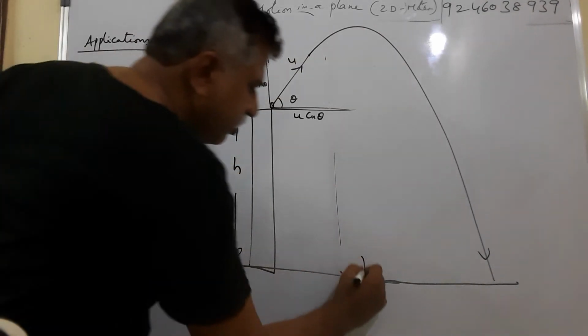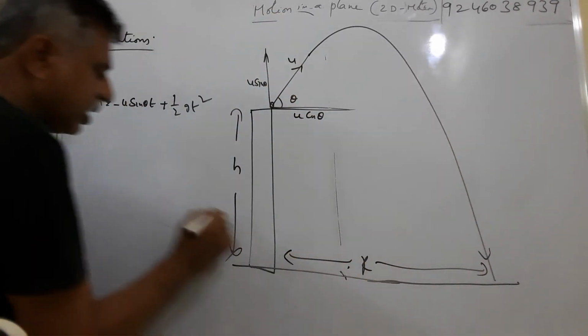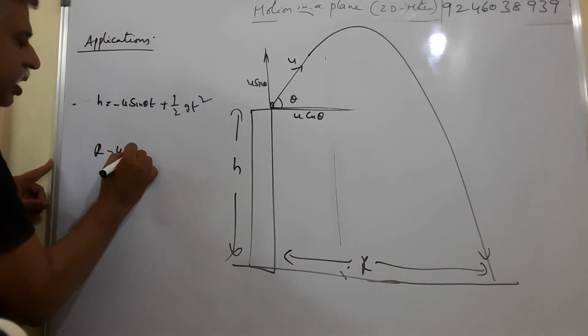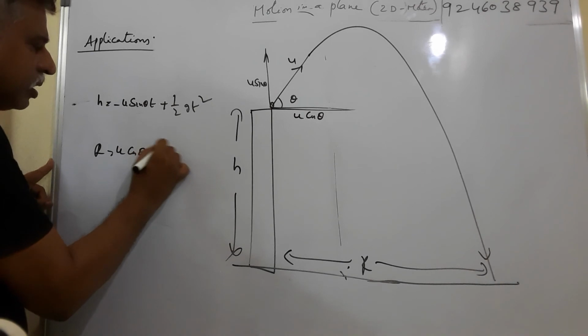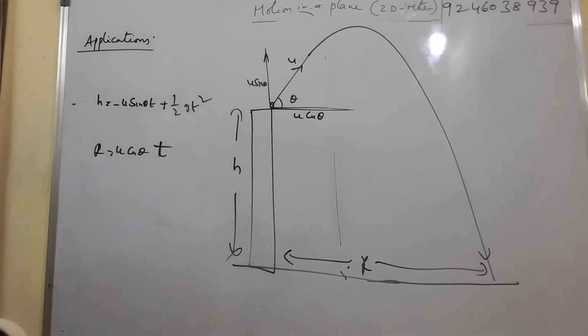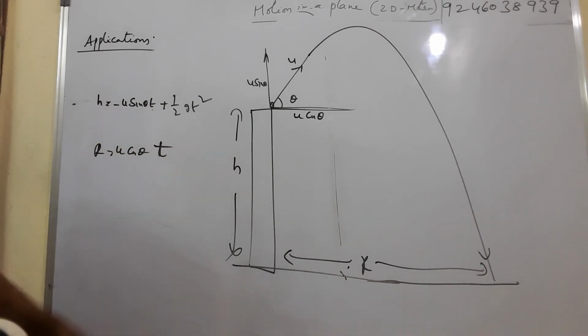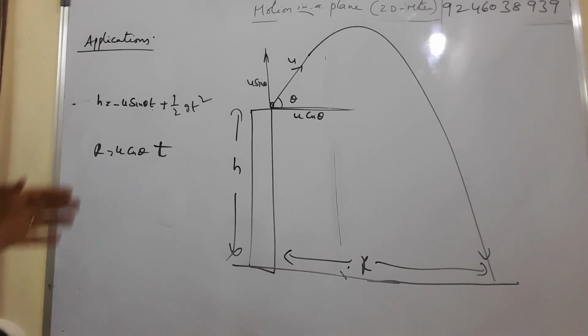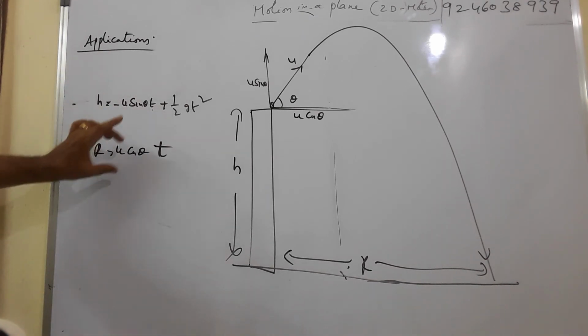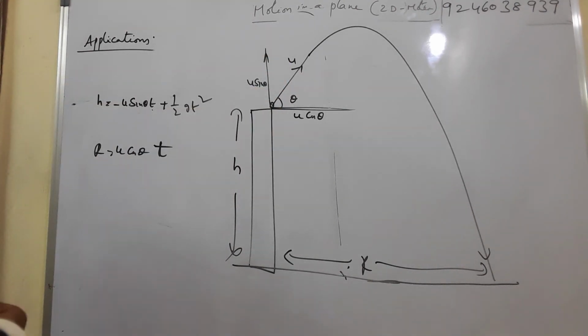Horizontal range we want to find out here. R is equal to u cos theta into t, time of flight. Here we substitute this time from this equation. From that we get the range of a projectile. By using these two equations, we get the unknown quantities in this problem.